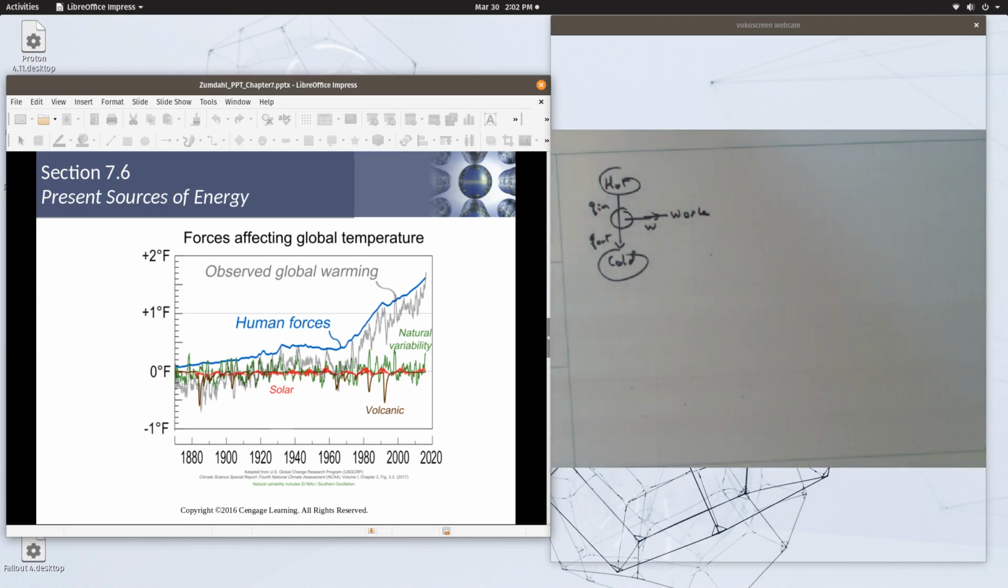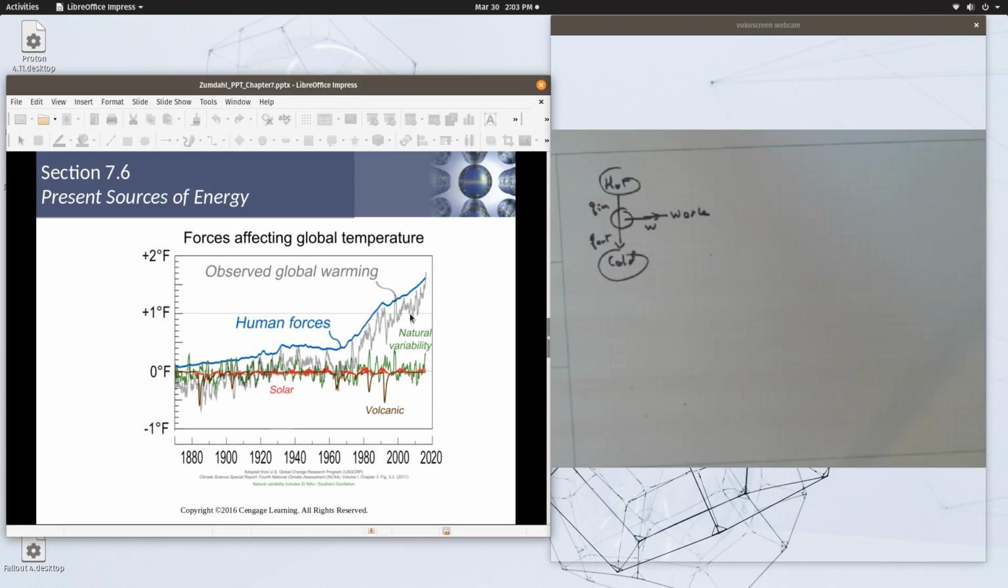Looking at different kinds of contributions to the global temperature. So volcanics, solar fluctuations, natural variability is this line down in here. So natural variability over the last 100 years would not account for the observed global warming. So consequently, if you eliminate everything else, human forces have caused global warming.